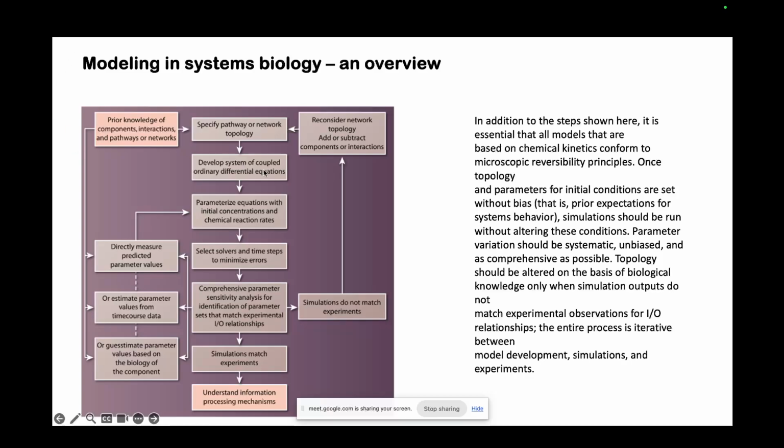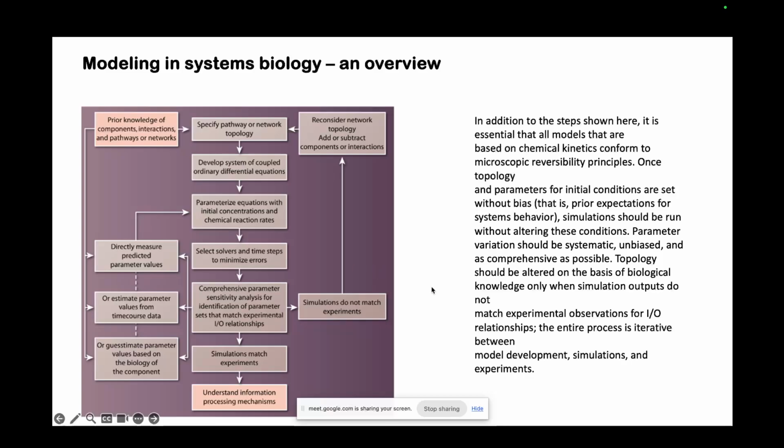Then you specify a pathway or a network topology, and you develop equations describing the interactions between these different pathways or network topologies. Then comes the analysis part, or the mathematical part, where you parameterize equations with initial concentrations and chemical rates. You have a comprehensive parameter sensitivity analysis for identification of which parameter works best for this particular equation, and you do this iteratively to find the best-fit equation which best describes your model.